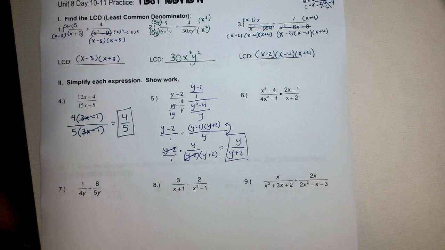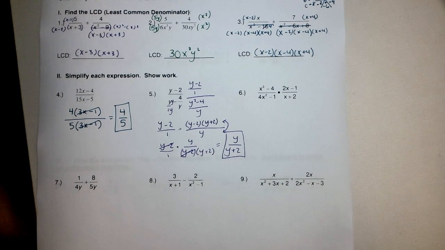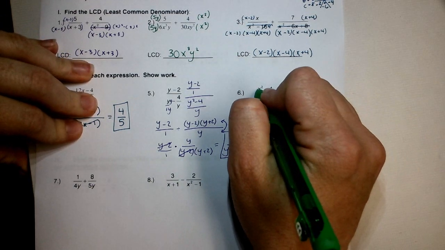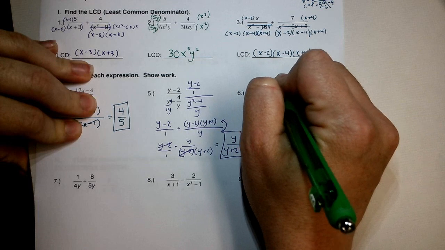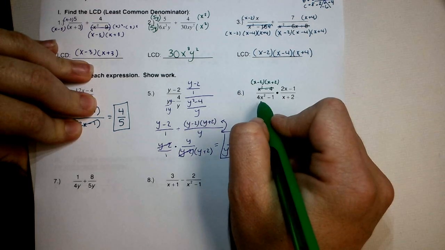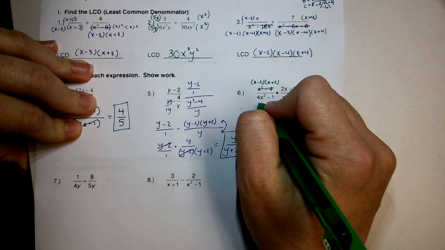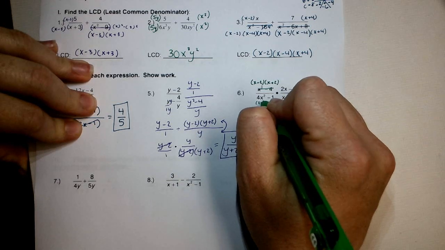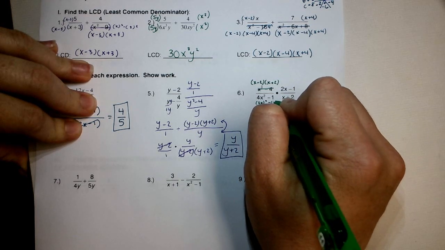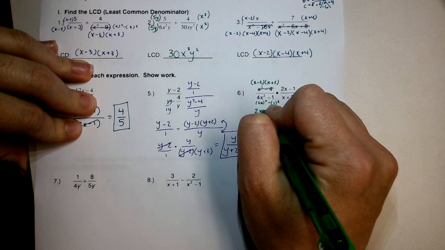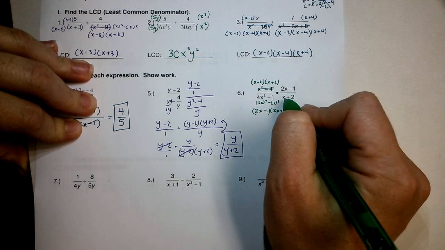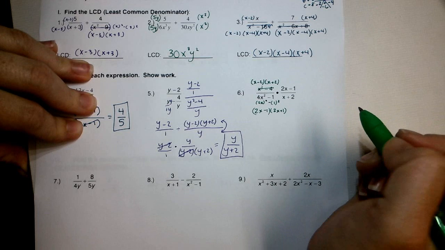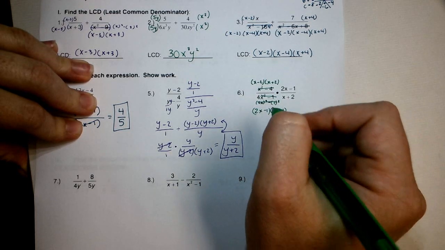Let's look at number 6. It's already set up for multiplication, but we need to factor everything so we can see what cancels. This is a perfect square minus a perfect square, so I get x minus 2, x plus 2. This is also a perfect square minus a perfect square, because this is 2x squared minus 1 squared. So I get 2x minus 1, 2x plus 1. No GCF, can't factor. So I'm going to rewrite this.